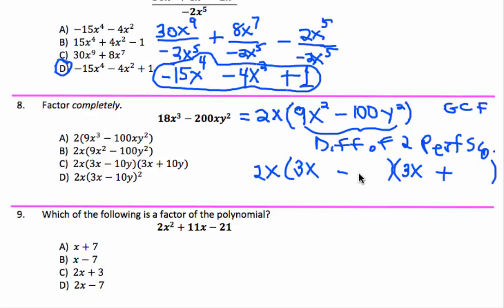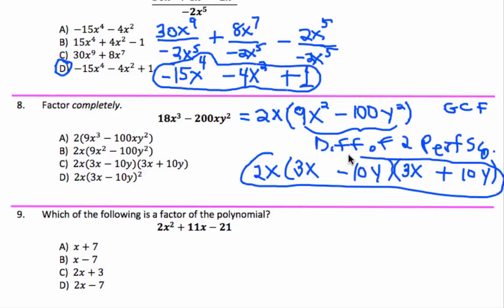Similarly, the second term in each factor must be the same. We want to know what times itself gives us 100y squared. So that would be 10y, 10y. 10y times 10y is 100y squared. So that is the answer factored completely. And this corresponds to choice C.